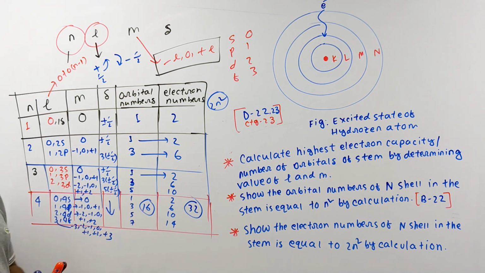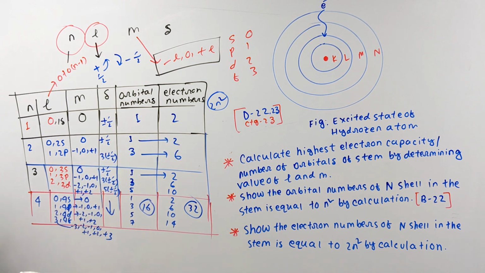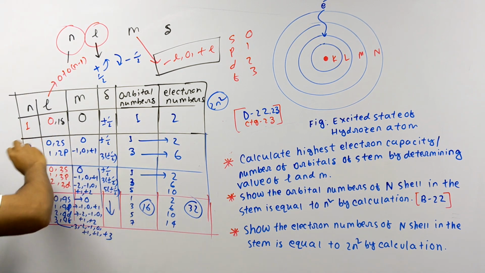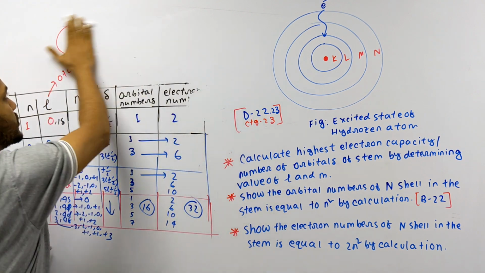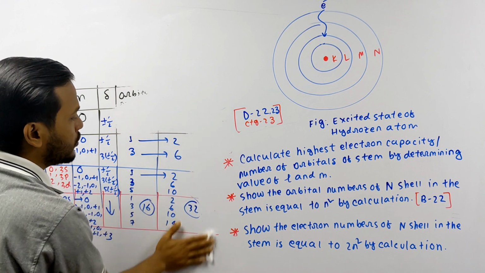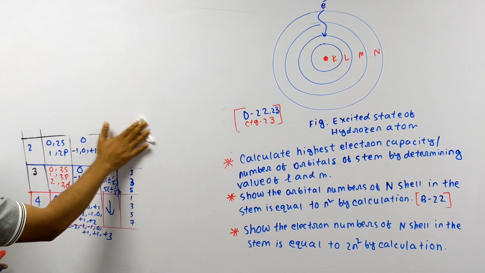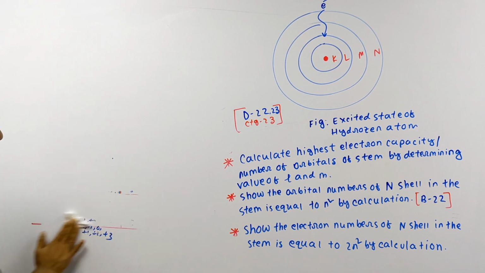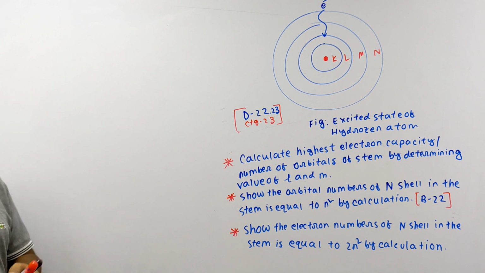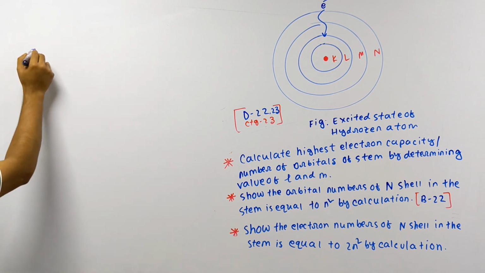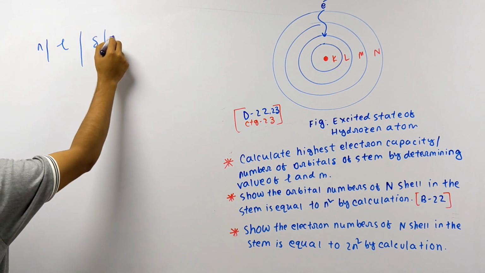But for questions like this one, we should only use n equal to 4, not the overall graph. For solving this question, I will show you a clear path. For n equal to 4 we will use 4, and for n equal to 3 we will use 3. So for n equal to 4, this is n, this is l, this is s, and this is m.